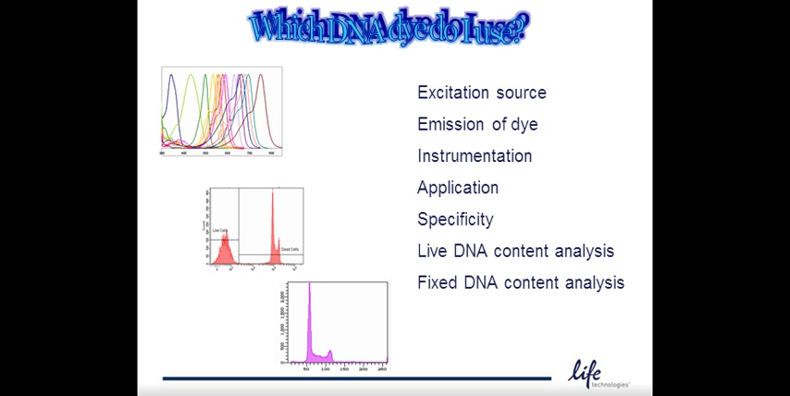With so many choices, it becomes difficult to choose which dye to use. You can look at the excitation emission of the dye and know how compatible it is with the instrument you have to measure it with. Using a fluorescence spectraviewer is helpful in looking at overlapping emissions. You'll also need to understand what application you want to use and if the application requires DNA specificity, or if you need to use this with live cells or fixed cells.